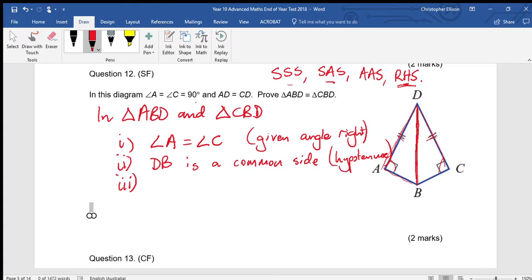The last thing we can say is that we've got two corresponding sides that are equal. And again, we've been given that. We've been given that AD, the side here with two dashes on it, is equal to the side CD. And that's a given side.